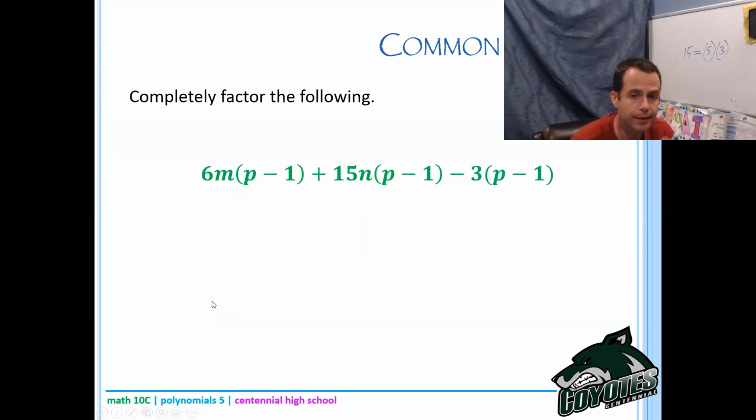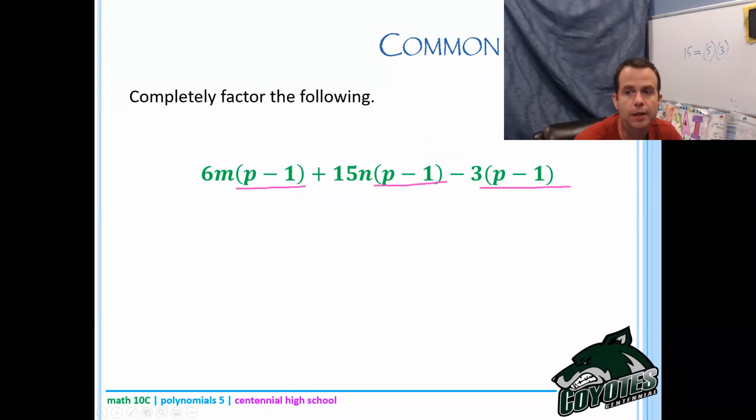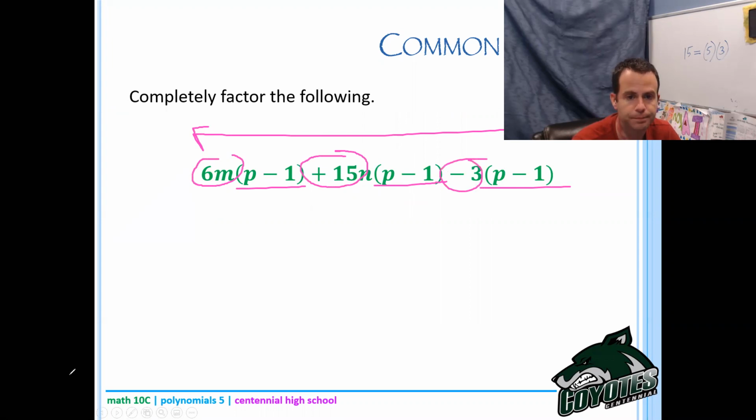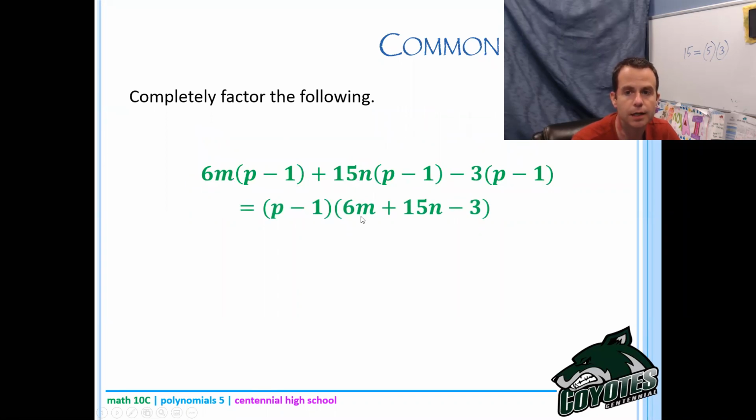Okay, so now this guy looks a little messier, but what I want you to see again is p minus 1, p minus 1, p minus 1. P minus 1 is common to everybody, so I'm going to factor him to the front. If I factor him to the front, I'm left with 6m plus 15n minus 3. Okay, so p minus 1 got pulled to the front, and it's going to be multiplied by 6m plus 15n minus 3.